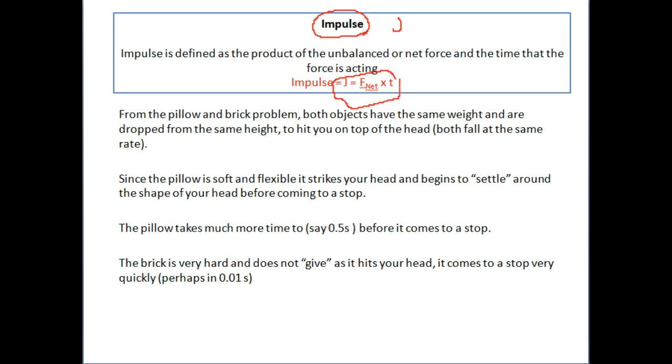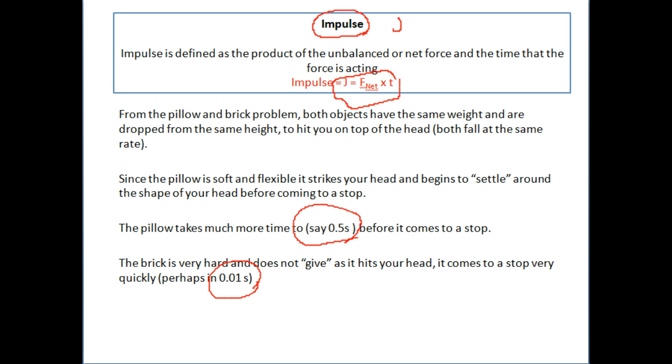Now we know intuitively that you'd rather be hit with a pillow. It's not going to hurt as much, and the reason being is that a pillow is soft and flexible, strikes your head and begins to settle around it and take the shape of your head before coming to a stop. The pillow takes more time to stop, and we'll say half a second. The brick is very hard and does not give as it hits your head and comes to a stop very quickly. So the difference between the two is that the pillow is in contact with your head a lot longer before it stops than the brick.